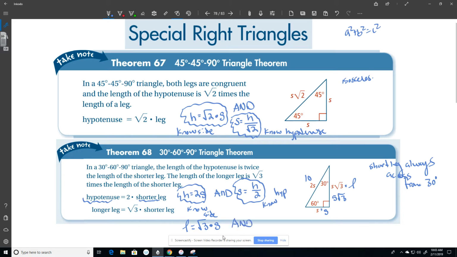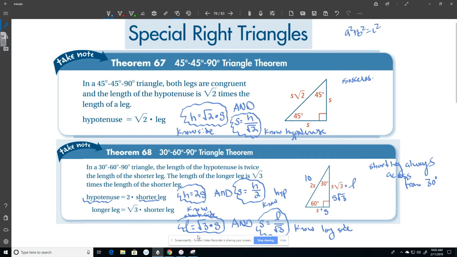And because this is true, if I know the long side, my short side is equal to the long side divided by square root 3. So I use this one right here if I know the long side, and I use this one again if I know the short side. Okay, so if I know the short side, I'm going to use this formula. If I know the long side, I'm going to use this one.